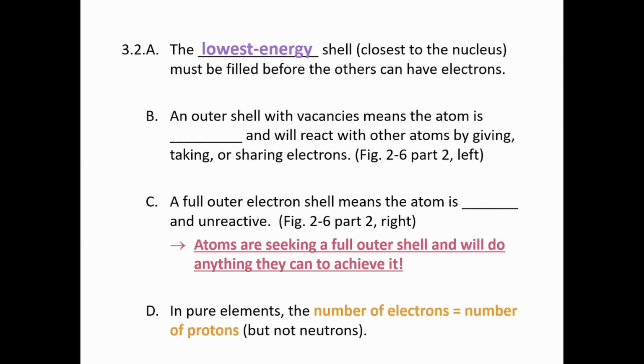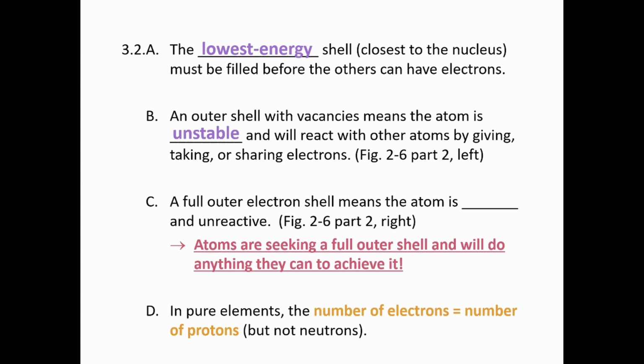It's a lot. The lowest energy shell, which is the one close to the nucleus, has to be filled first. So we can't necessarily put electrons in the outer shell just because we want to. Like that oxygen that had the 2 empty spots in the outer shell, we could not take the 2 electrons from the inner shell and put them in the outer shell. So we fill up the lowest energy ones, the ones closest to the nucleus, first, and then work our way out. That outer shell with the vacancies means that our atom is unstable. It's going to want to react with something, and it can do that by giving, taking, or sharing electrons. We'll talk about those in just a little bit.